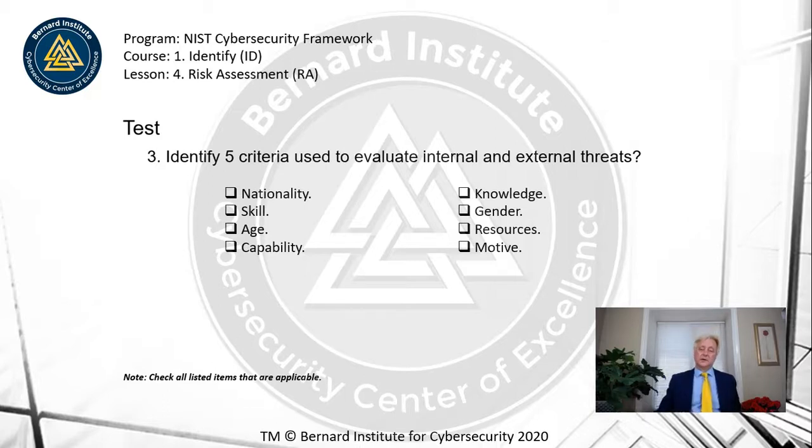Question number 3. Identify the 5 criteria used to evaluate internal and external threats. Skill. Age is not. Nationality has nothing to do with it. Skill and capability, definitely. Knowledge, absolutely. Gender, no. Resources, yes, definitely. And motive, of course.